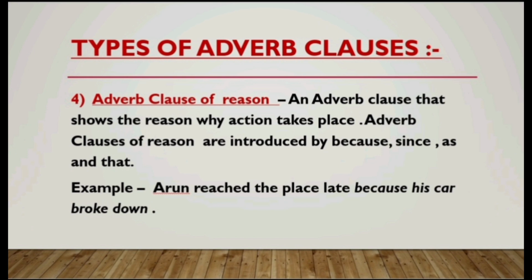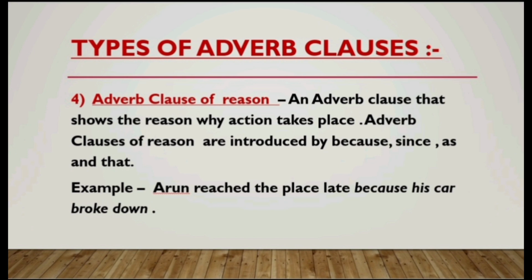If you see this example here, Arun reached the place late because his car broke down. In this sentence, this part, Arun reached the place late, is the principal clause because it is complete in itself. It does not depend on any other clause to complete its meaning. It's completing its meaning by itself.